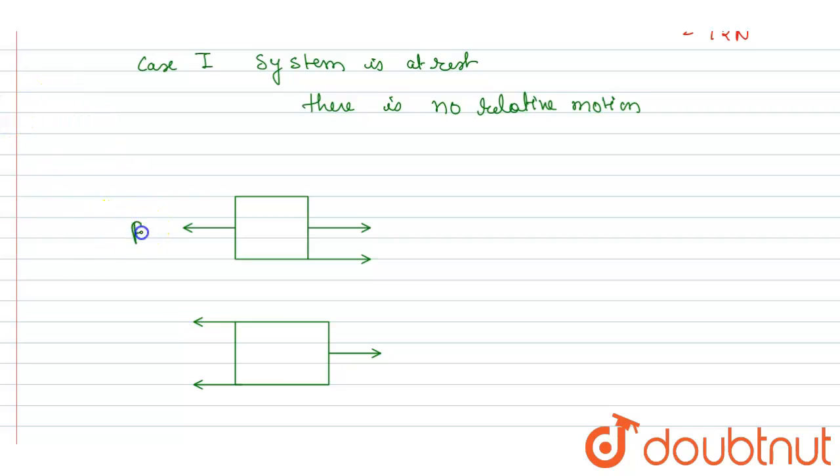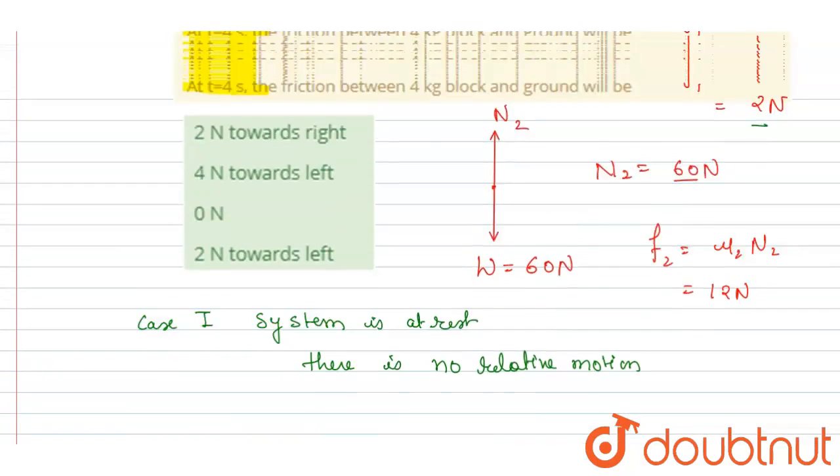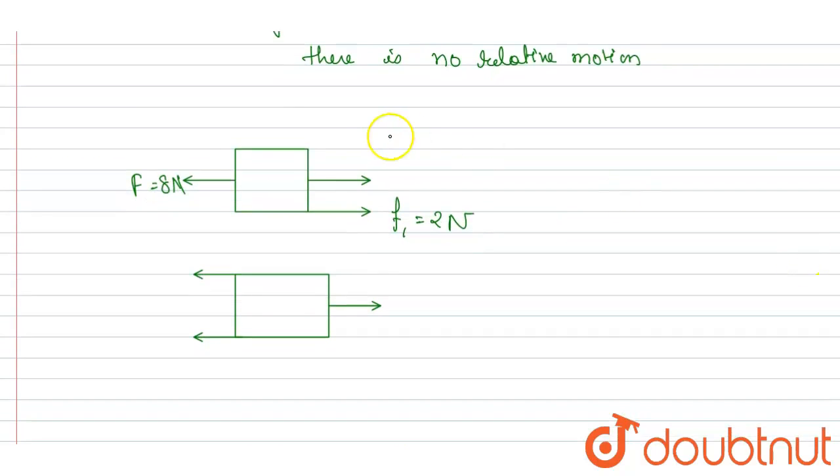So here the force we have seen, it is 8 Newton. So limiting friction will act and it is 2 Newton. At the surface 1, the limiting friction is acting and it is 2 Newton. In case 1 we took that the system is not moving and we are checking whether the requirement is being fulfilled or not. So you can calculate the tension, it will be F minus F1. That is 8 minus 2, that is 6 Newton. So here the tension will be 6 Newton.